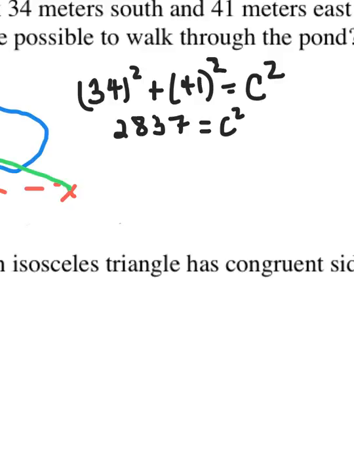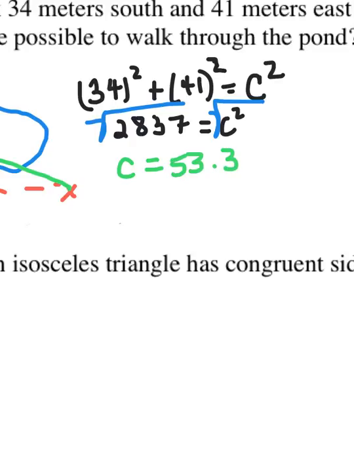All right, so when we add 34 squared plus 41 squared, we get 2,837. But now what we need to do is take the square root of both sides in order to find c, because that's what we're looking for. And we find that c equals approximately 53.3.